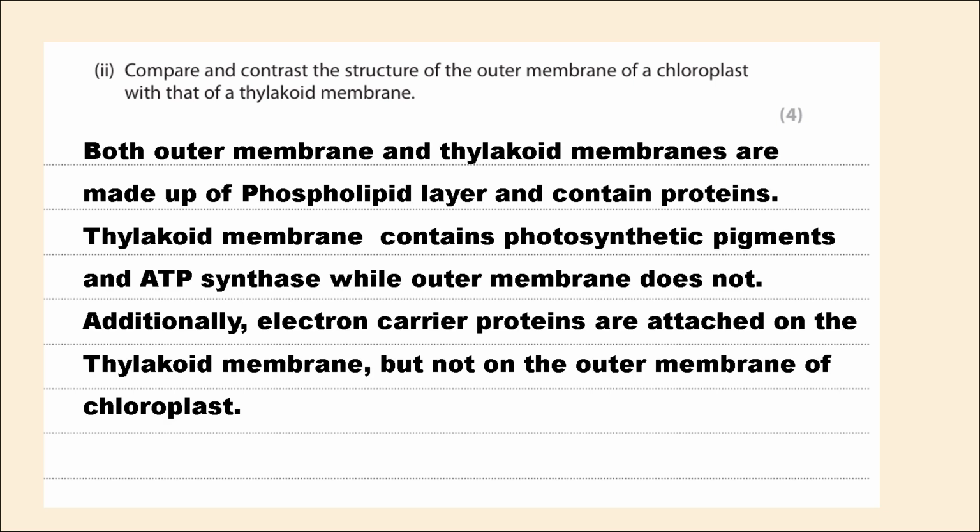So you can give the answer like this. Both outer membrane and thylakoid membranes are made up of phospholipid layer and contain proteins. Thylakoid membrane contains photosynthetic pigments and ATP synthase, while outer membrane does not. Additionally, electron carrier proteins are attached on the thylakoid membrane but not on the outer membrane of chloroplast.